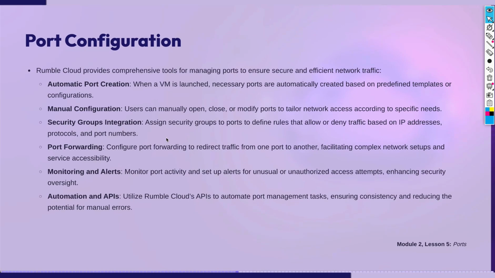In Rumble Cloud, we can configure and manage our ports, and it provides a lot of tools for doing so. First, automatic port creation. When a VM is launched, the necessary ports are automatically created based on your predefined templates or configurations. Then you have manual configuration, so users can manually open, close, or modify ports to tailor network access according to your specific needs. If you have a service running on port 400, you have to manually expose that port so you can allow traffic into it.